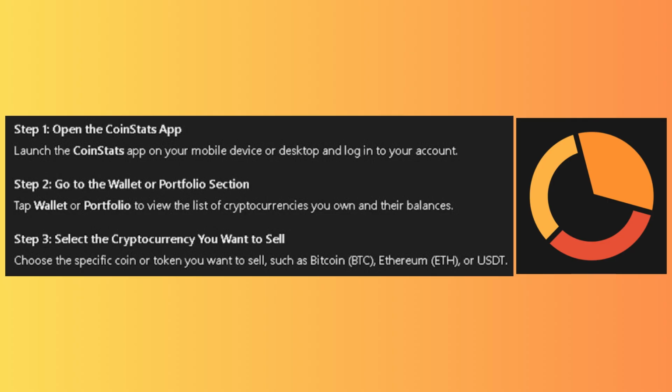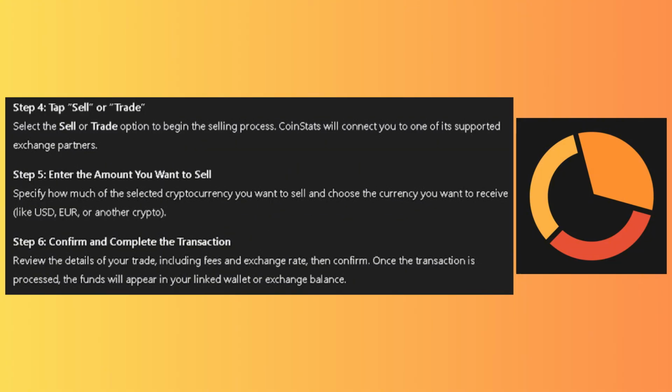Select the cryptocurrency you want to sell. Choose a specific coin or token you want to sell, such as Bitcoin, Ethereum, or USDT. Tap on Sell or Trade. Select the Sell or Trade option to begin the selling process. CoinStats will connect you with one of the supported exchange partners.